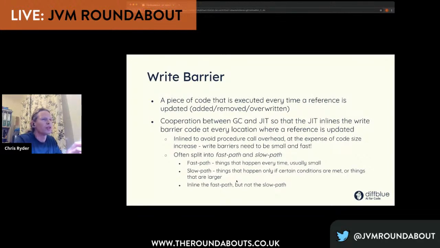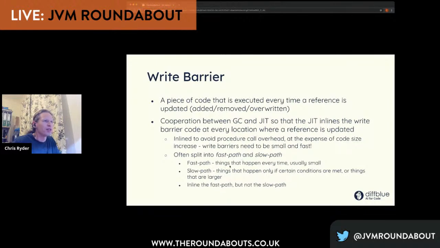And generally needs quite close cooperation between the garbage collector and the JIT compiler, so that normally you want to inline the write barriers if you can, or inline part of the write barriers for performance reasons. Now, because you're potentially inlining these everywhere a reference is updated, it's quite important to have the write barriers be small and fast, because they're going to end up in a lot of pieces of code that are executed a lot of times.